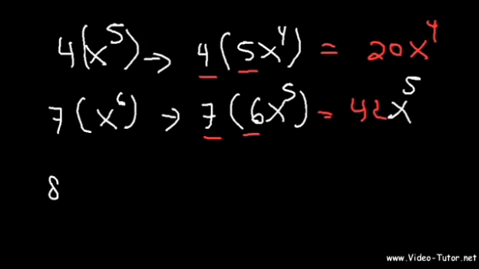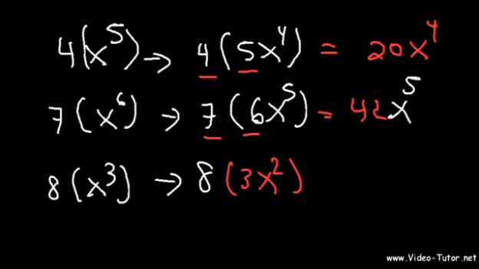We'll try one more example. 8x cubed. Rewrite the constant 8, differentiate x cubed, which is 3x squared, and then 8 times 3, that's 24x squared.